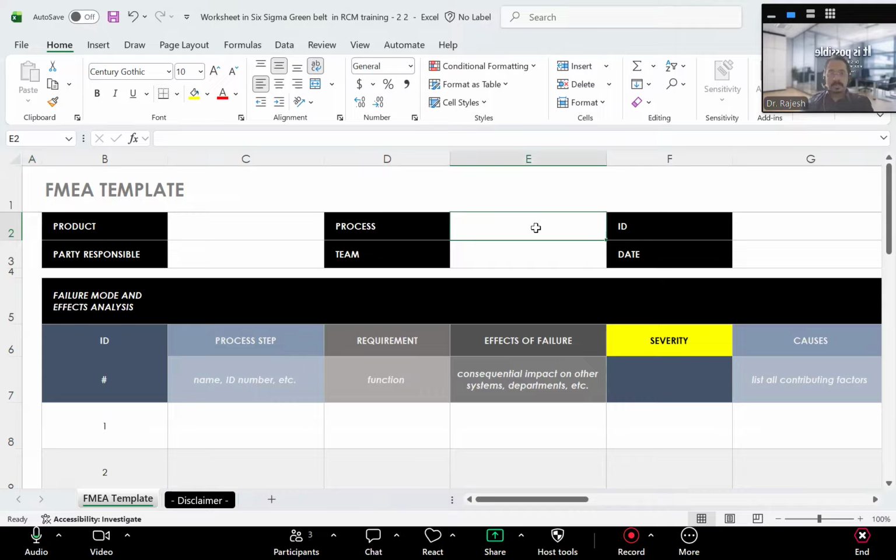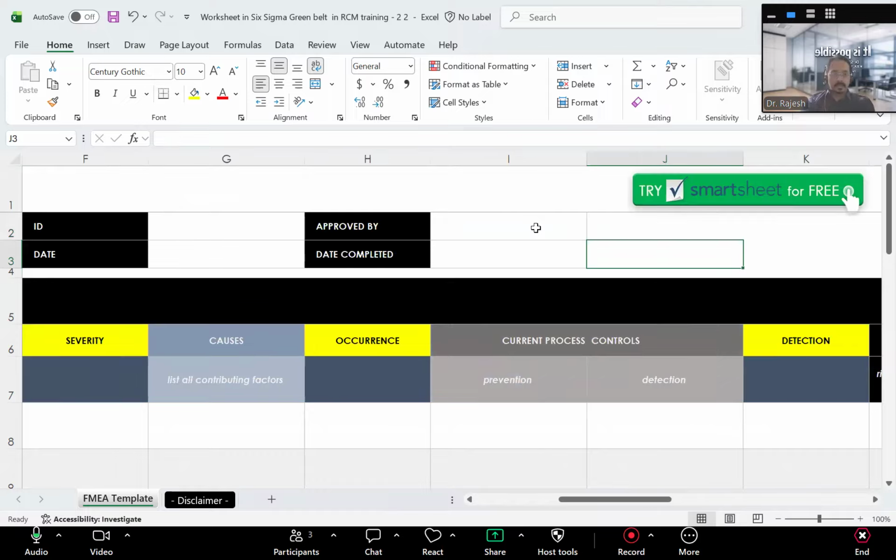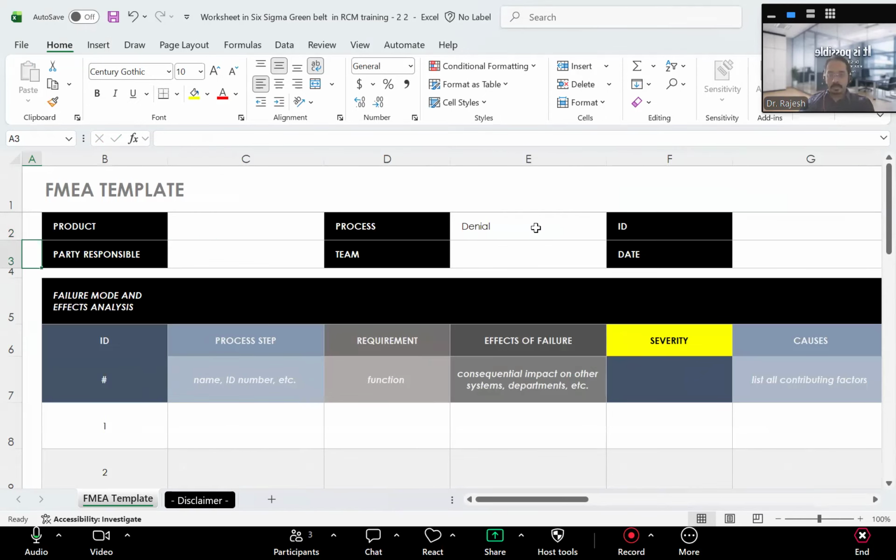For example, I am taking denial as my process. The second one is which team is responsible, their ID number and the date. Approved by, and then date completed. All this you can plot.